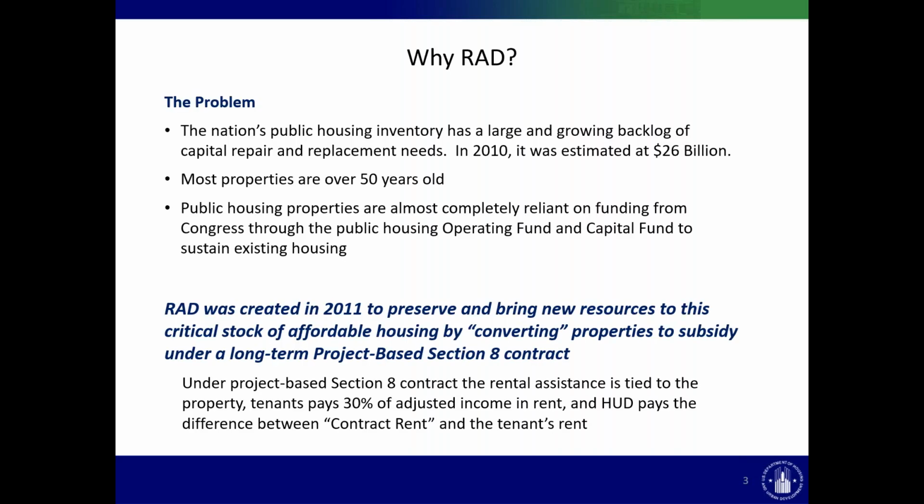So in 2010, the nation's public housing inventory was estimated to have a $26 billion capital repair and replacement need backlog. Many folks think that number is even higher today, in the 30 or 40 or $50 billion range. But we have a crisis on our hands, an ongoing crisis, where we have a large, critical, affordable inventory that is deteriorating. Most properties are over 50 years old, which by most real estate standards is beyond its so-called useful life.